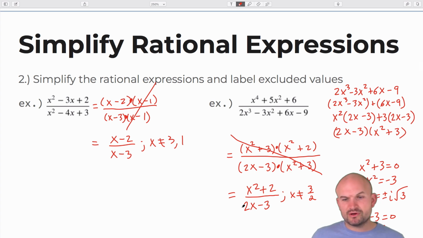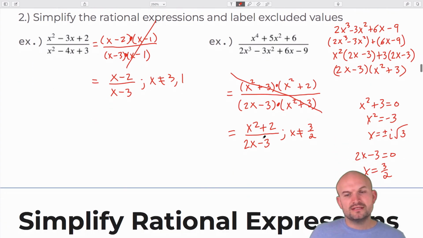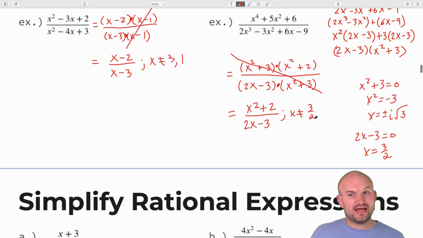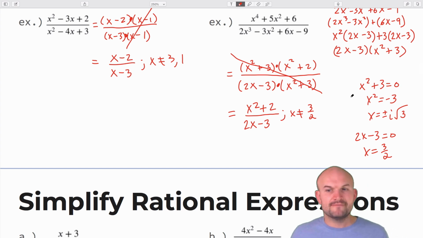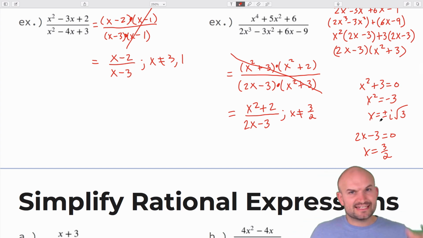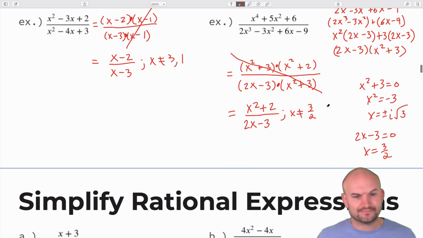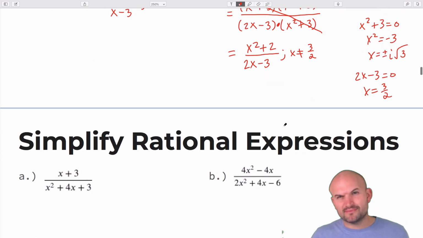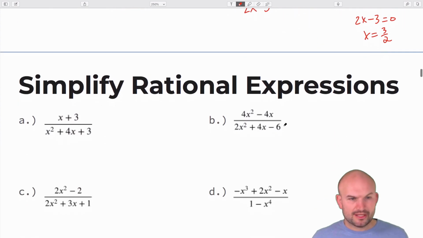Leaves me just with x squared plus 2 divided by 2x minus 3. Now this one's interesting. I only have one discontinuity here as our excluded value, which is 3/2. And the reason is because x squared plus 3, which is my other quantity in the denominator, gives me imaginary numbers. And we're not going to exclude imaginary numbers. We're only going to exclude real numbers that make our denominator equal to 0. So that's something we've already covered in this class in our polynomials unit.